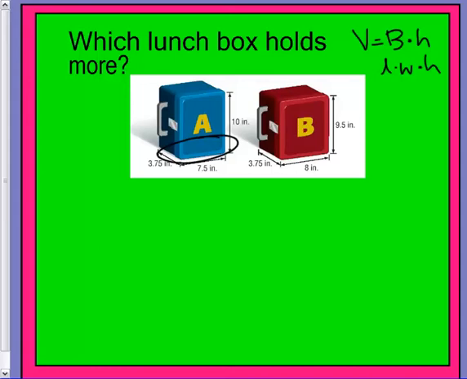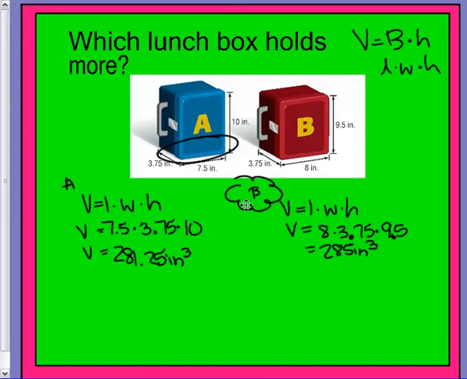Okay, here we go. I would choose B, because if you take the length times the width times the height, you get 285 inches cubed, while for A, you only get 281.25 inches cubed. So B would be my winner in that case.